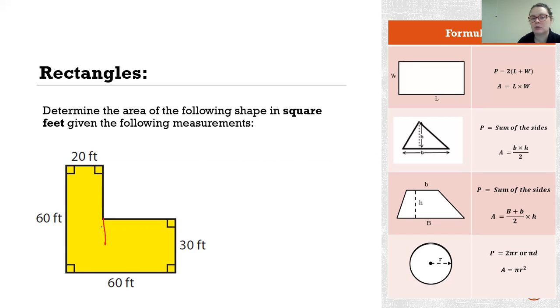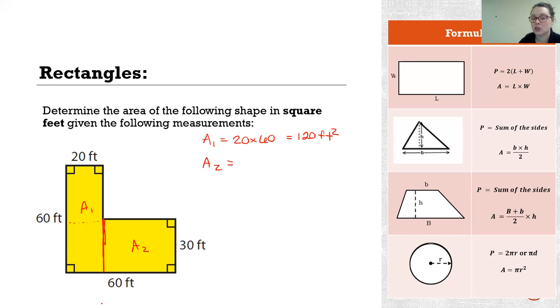I decided, well, let's just divide this straight down. If you wanted to, you could have divided across. Either one will work. I know all the dimensions for this rectangle, so I'm going to call this rectangle area 1. It's 20 times 60. It's 120 square feet. I'll call this one area 2.